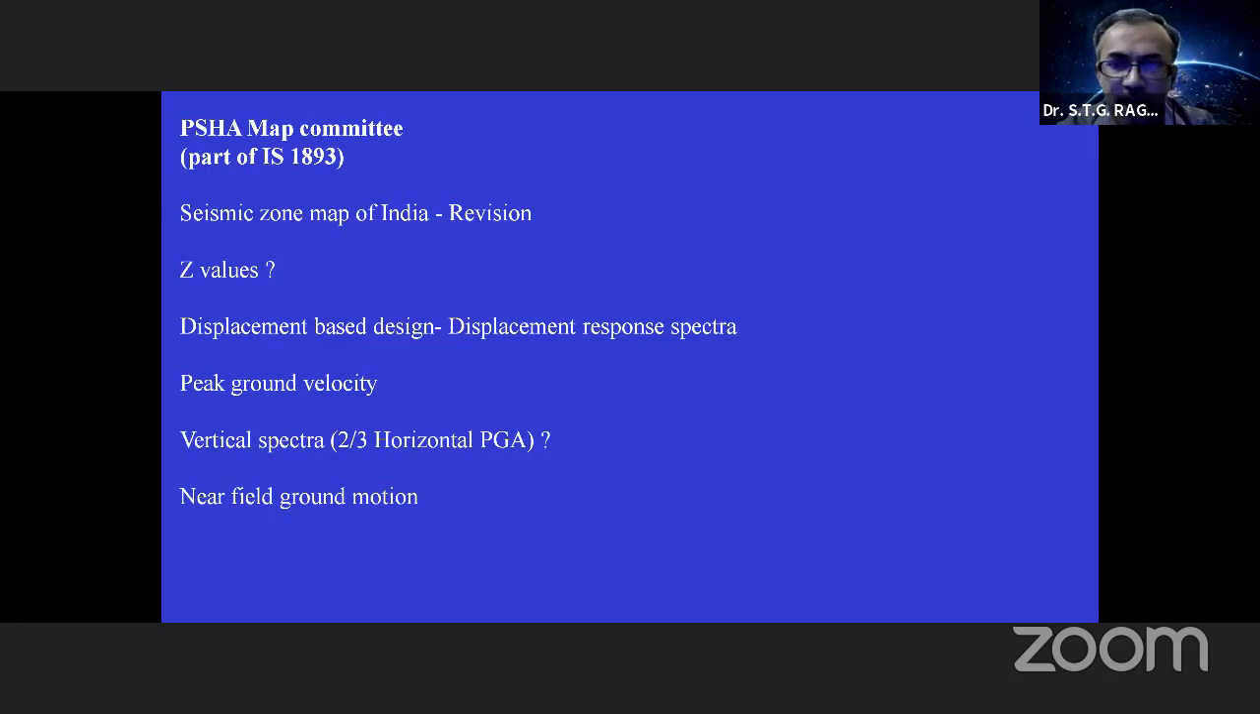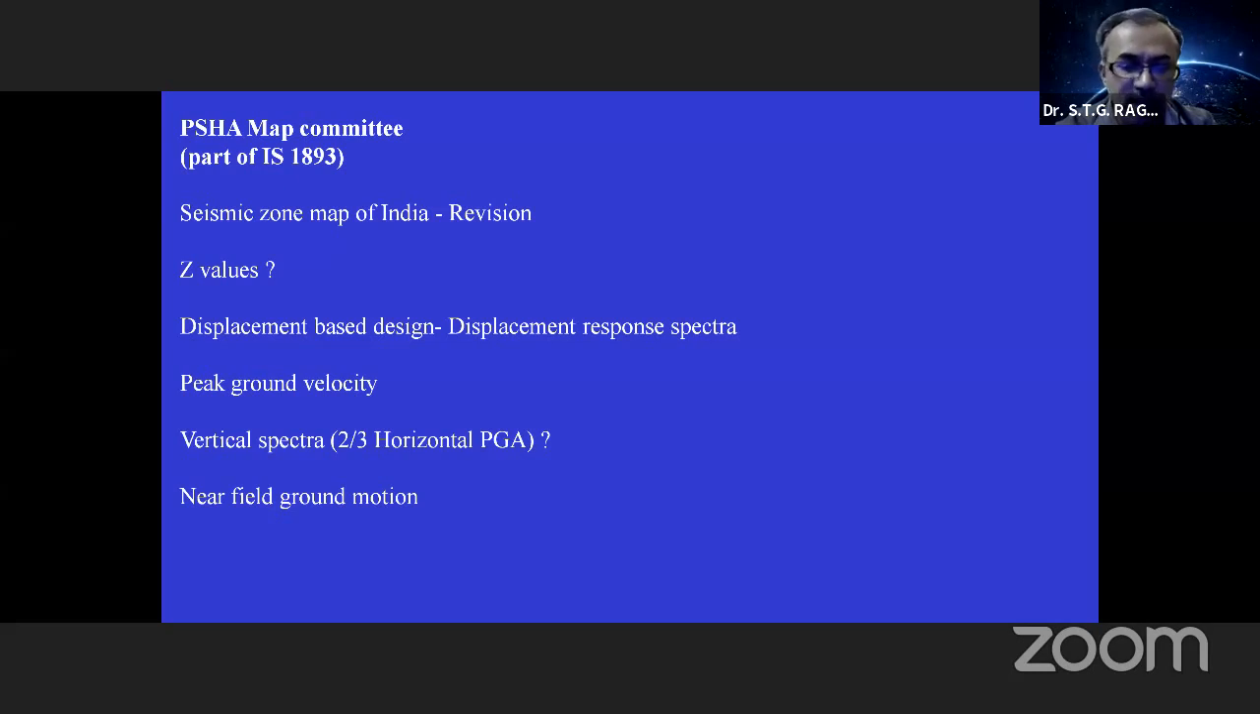One is vertical ground motion. Generally in earthquake engineering, everybody thinks earthquake is only horizontal, so vertical is neglected. I will be showing you the results also. Then I will be discussing vertical spectra, how good they are. Finally, I will talk about near field ground motion, which is a new thing.